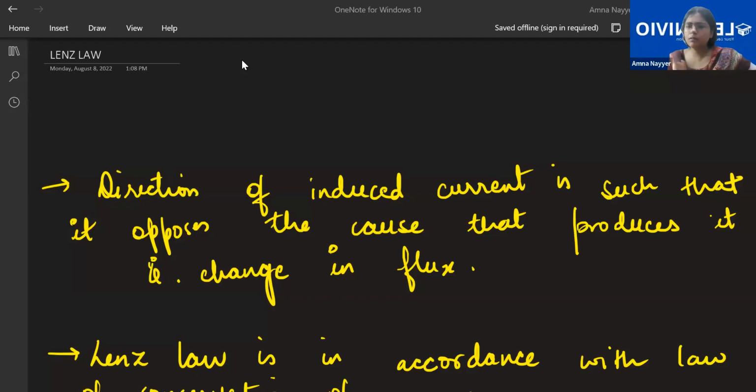Okay. Third one you can leave. Third one was regarding a soft iron coil. Just wait a minute.